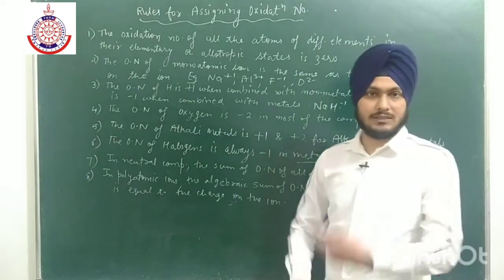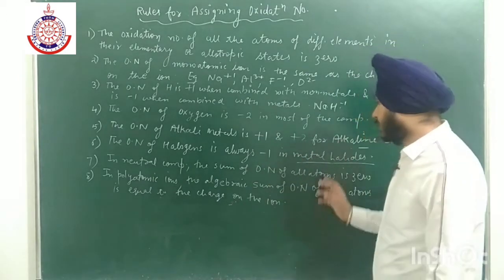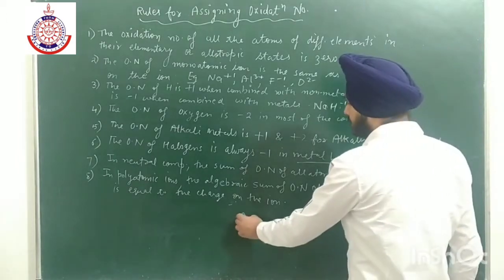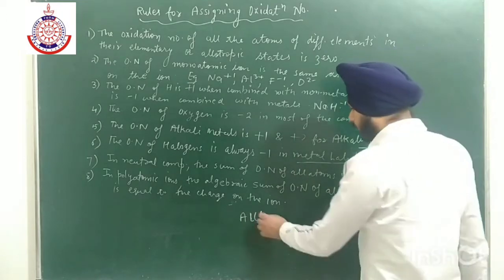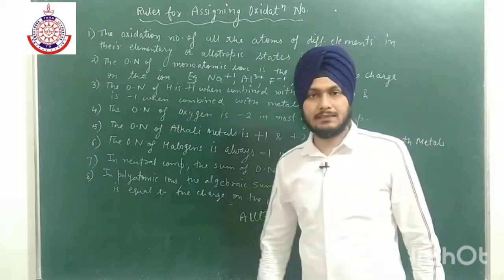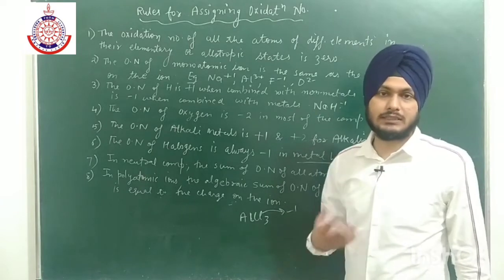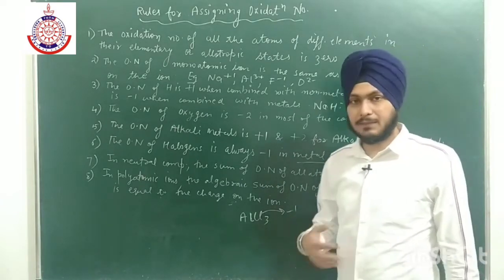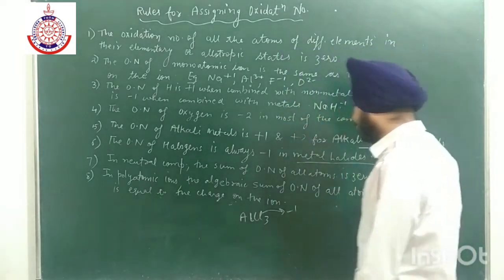They also exist as +6. So there are variable oxidation numbers. But in the case of metal halides, for example, we have AlCl3. This is a metal halide. In this case, the oxidation number of chlorine is always taken to be -1. Similarly, we have NaCl, MgCl2, CaCl2, PbCl2. In all the cases, the oxidation number is taken to be -1.